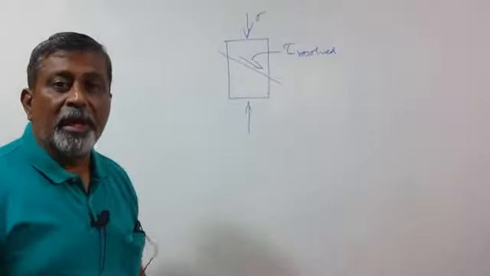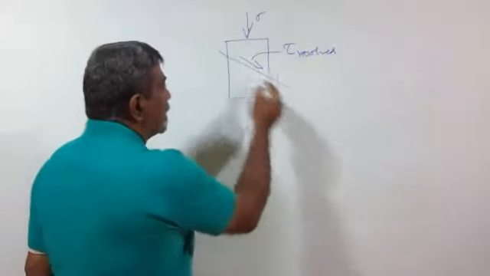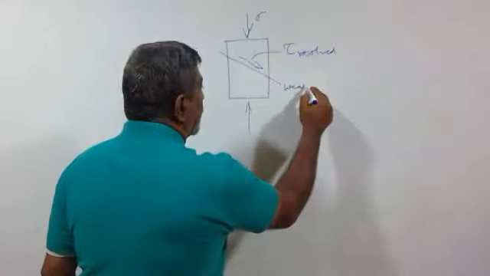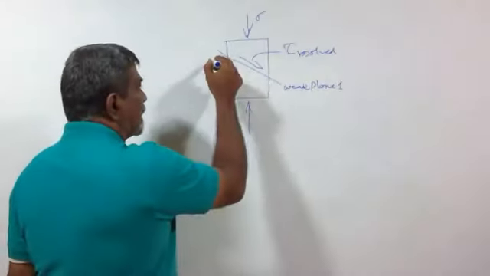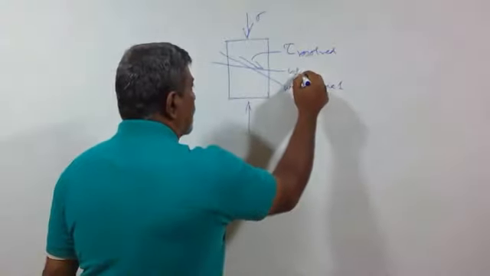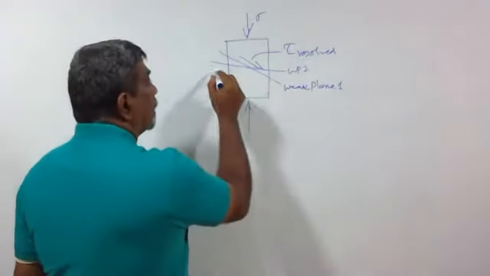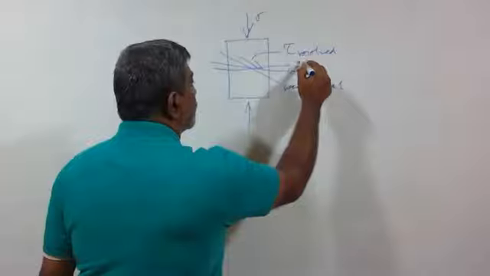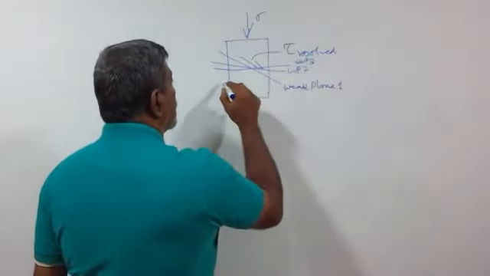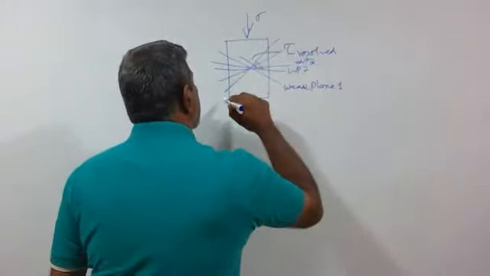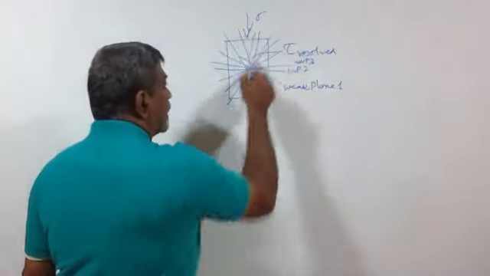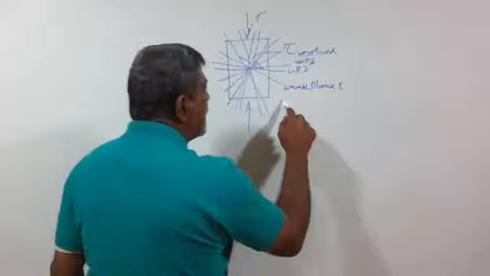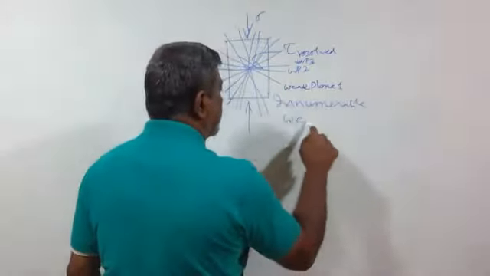Now, the question that I am going to pose is, let us say this is one of the weak planes, number 1. Let us say there is another weak plane like this, weak plane number 2. There could be one more, weak plane number 3. There could be one more like this, and one more, and one more. Let us say there are innumerable weak planes.